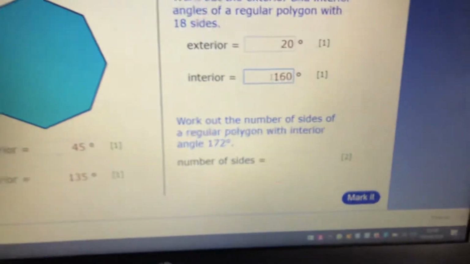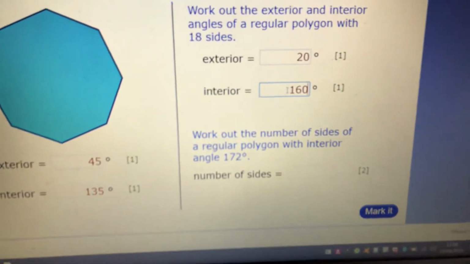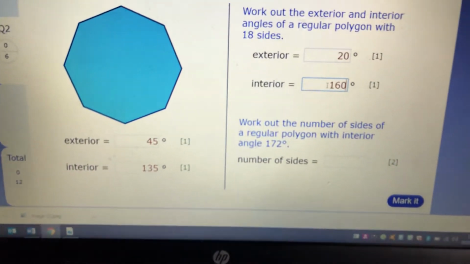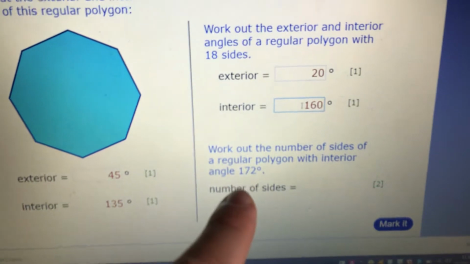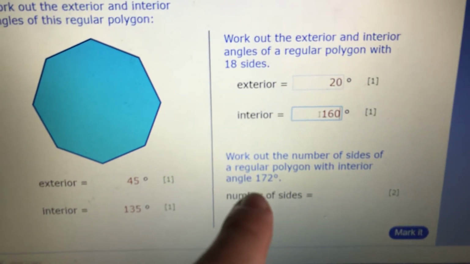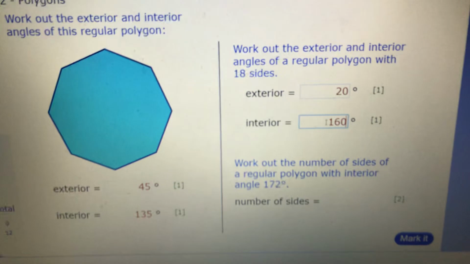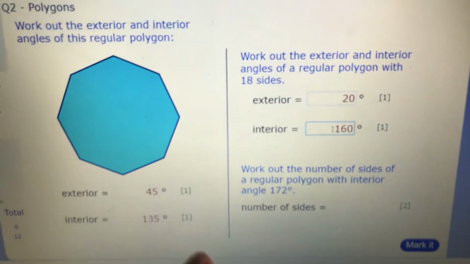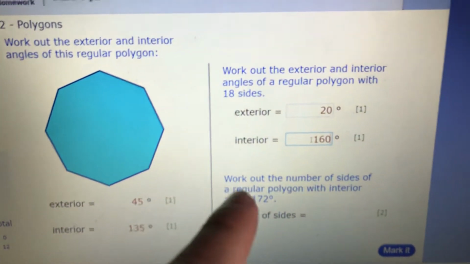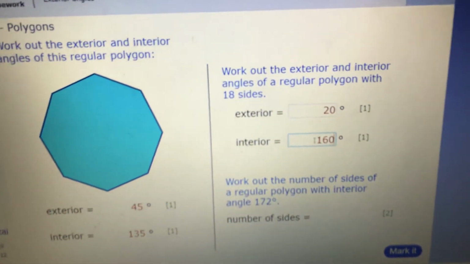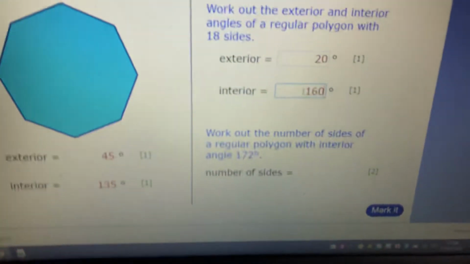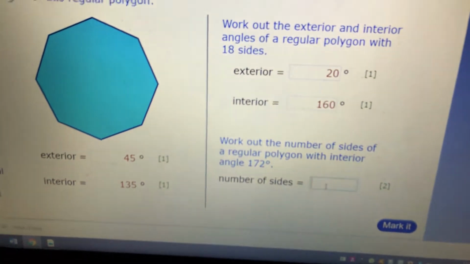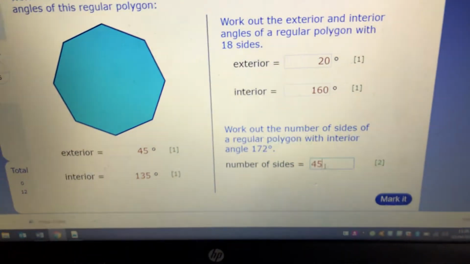This one's really tricky in the bottom corner. Work out the number of sides. So you're looking to reverse it back now and work out the number of sides. Right, so the interior is 172. What does that leave our exterior to be to make 180? 8. Yeah, it makes it 8. So we reverse back this time. Let's see how many times 8 goes into 360. We've already done that one, haven't we? 8 goes into 360 45 times. So we think that shape is going to be 45 sides.